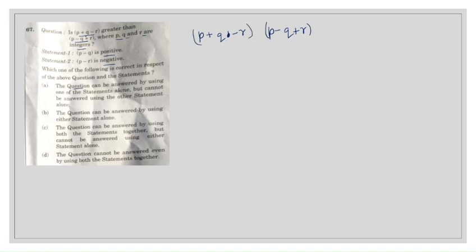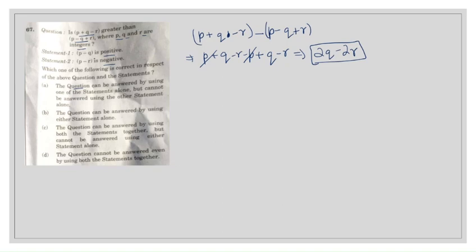Since they are asking whether P plus Q minus R is greater than P minus Q plus R, we can subtract these two and get P plus Q minus R minus P plus Q and then minus R, like the signs here change. Then we can cancel P and write 2Q minus 2R. This will be the result if we subtract these. So this is what they are asking, where P, Q and R are integers.